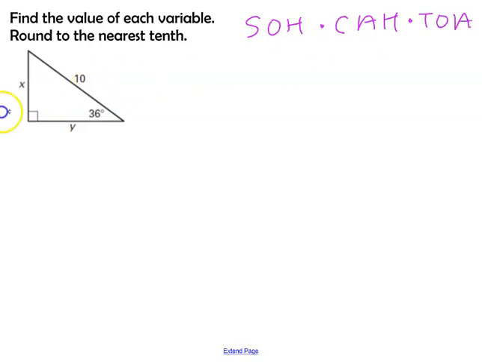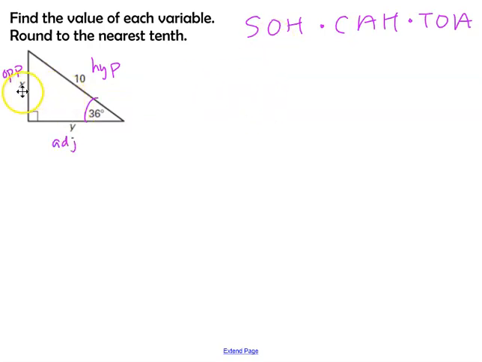And then after that, we're going to go ahead and label our diagram. So again, we're going from the perspective of the angle 36 degrees. So x is going to be our opposite side. 10 is opposite from our right angle, so here's our hypotenuse. And then y, the last one, is the adjacent side.